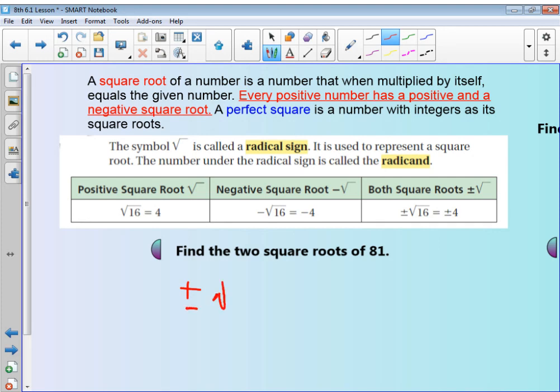They would be showing you this. Okay, so I want to find the positive number and the negative number that, when I multiply them times themselves, give me 81. Well, multiplication facts: 9 times 9 equals 81. So it's going to be an answer of 9. And I could have positive 9 or I could have negative 9, and those would both give me a positive answer of 81. So this is my final answer.